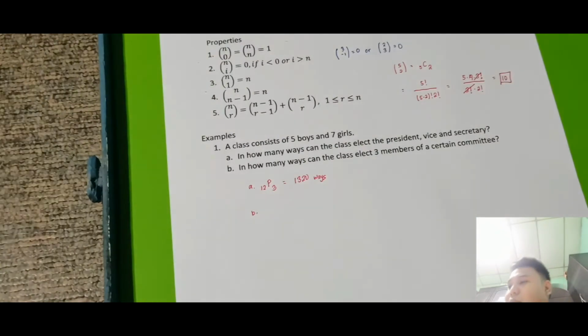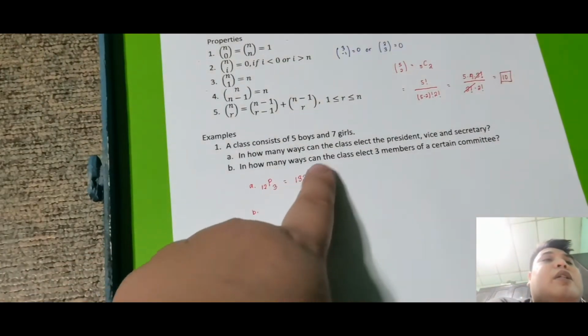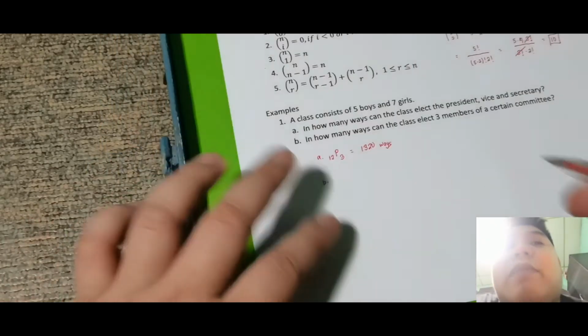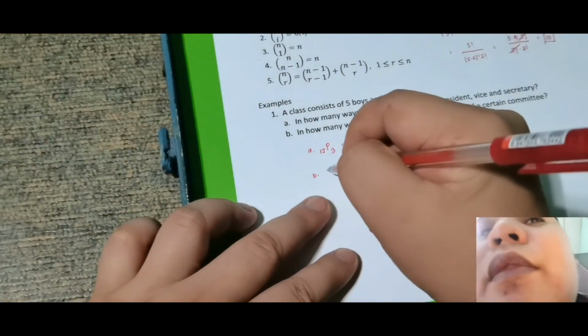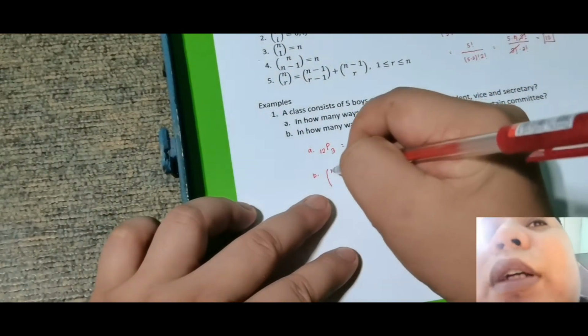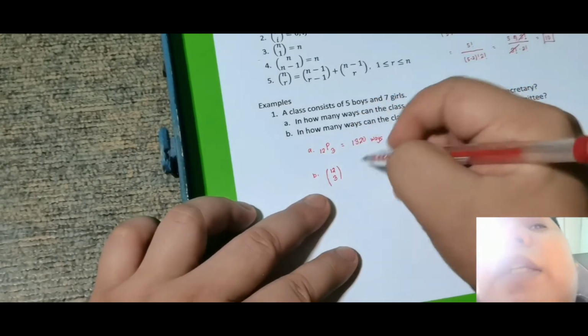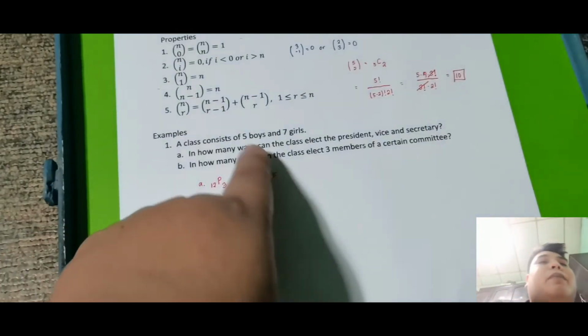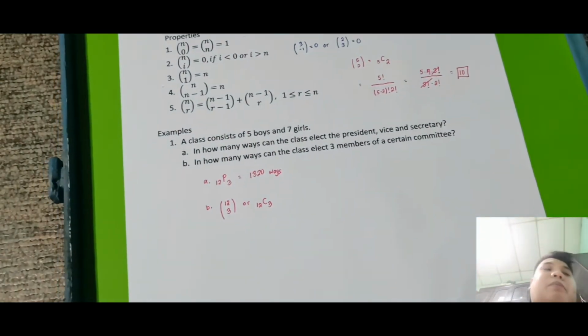Pero, unlike dito, balik tayo dito, in how many ways can the class elect 3 members of a certain committee? So meaning, may certain committee na 3 sila mismo sa group as a whole, pero wala tayong kinoconsider na arrangement nila sa loob. Okay, so ayun yung isa sa ko-consider natin dito. So therefore, this is basically equal sa 12C3 or 12 taken 3. Sir, bakit po 12? 12 kasi 5 boys and 7 girls. So 5 plus 7 is 12.